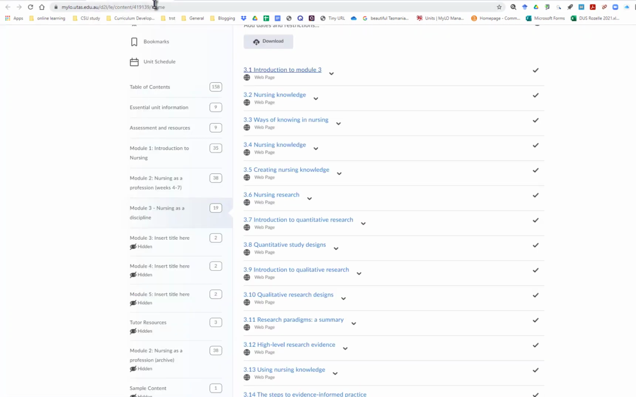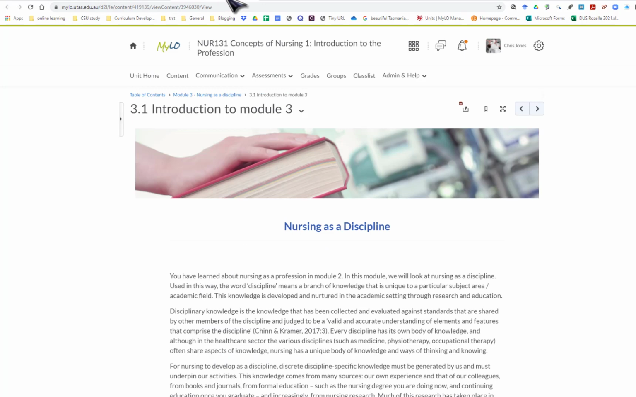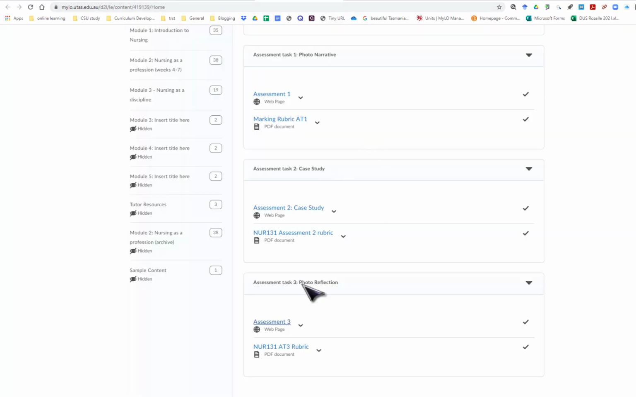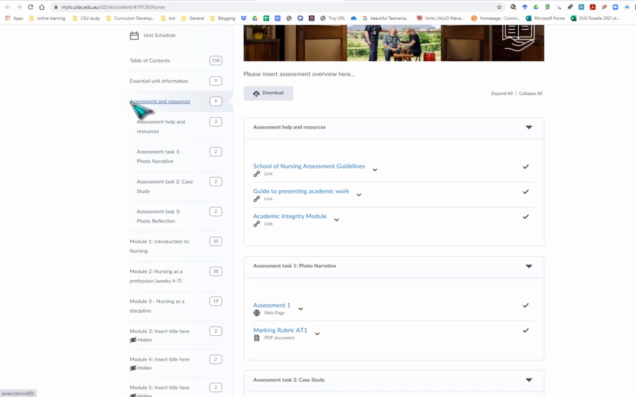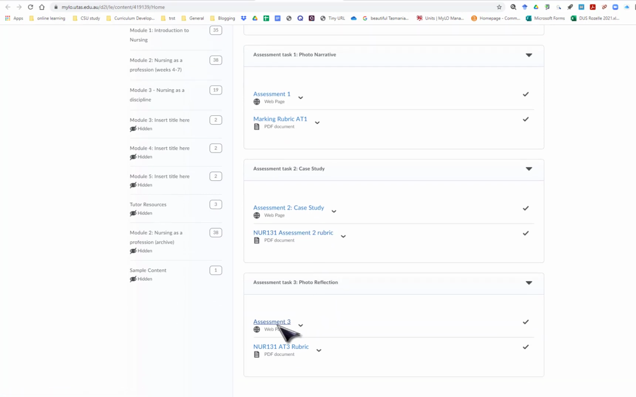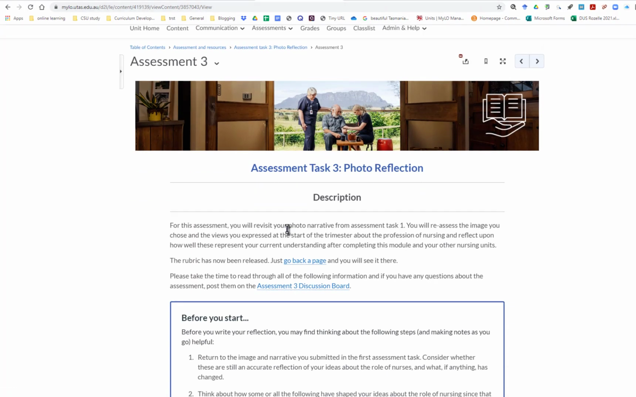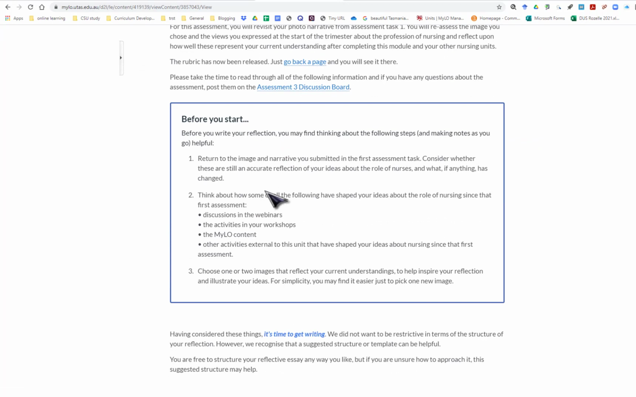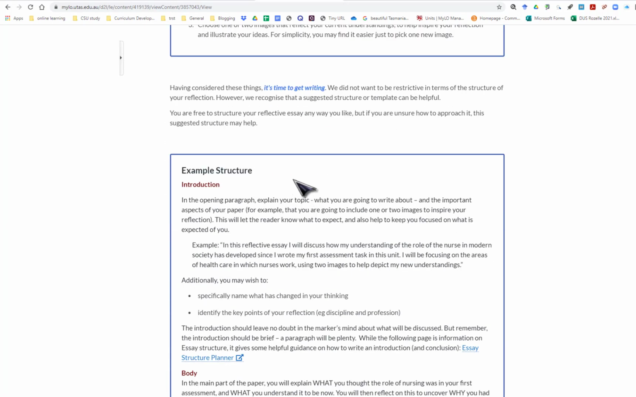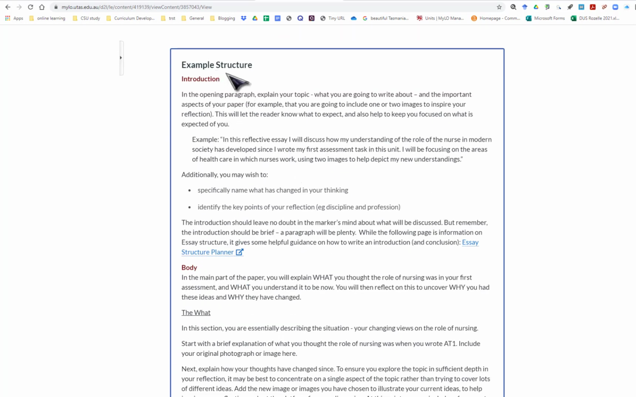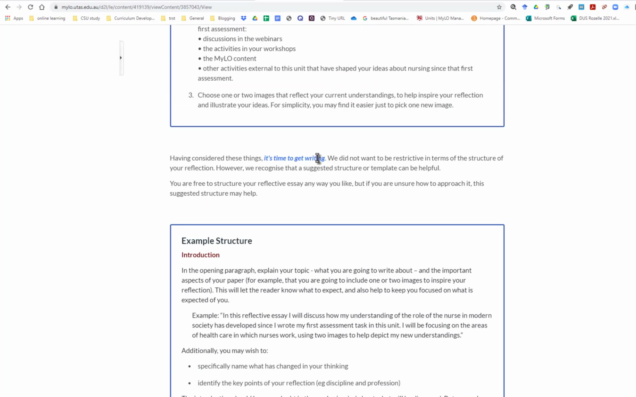So if we go to the Assessment Task 3, this is the instructions here. Assessments and Resources, Assessment Task 3, it's down at the bottom here. Click on that and you will be taken to the page that gives you all this information. Now this is as much information as you could possibly need or want, giving you exactly how to write the essay and what the question is that you have to answer.